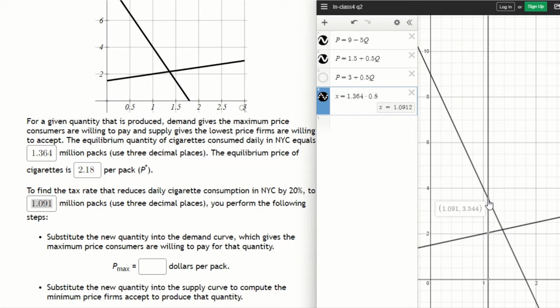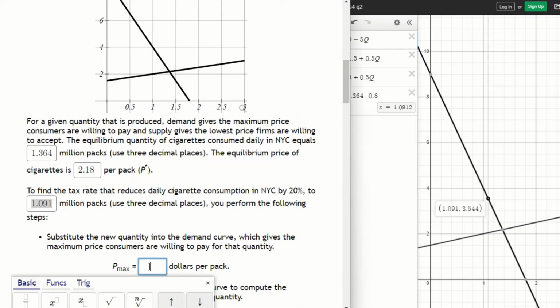Okay. Then that gives us the price. So this is this vertical line here, right? It's that vertical line right here that you can barely see. So at this quantity of 1.091, the price that consumers are willing to pay, the most they are willing to pay at that level of quantity, is 3.54.